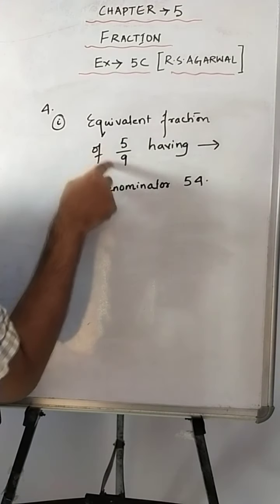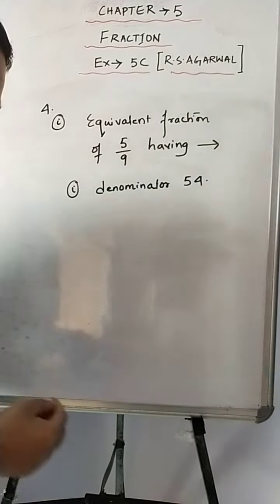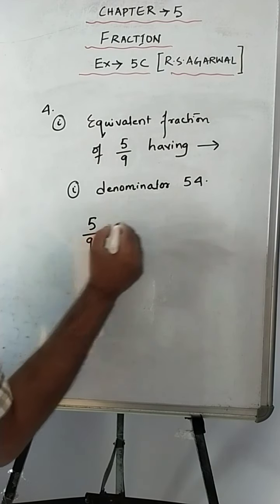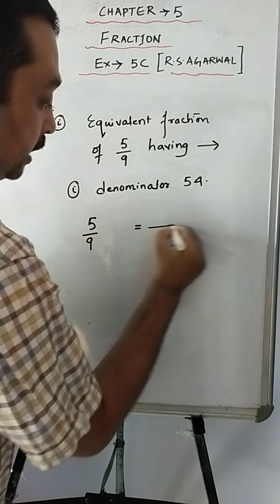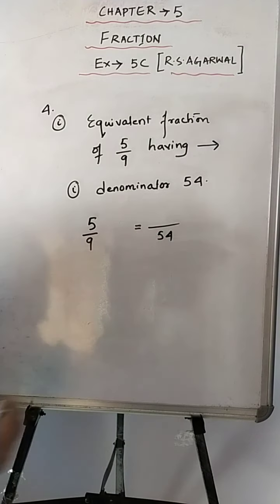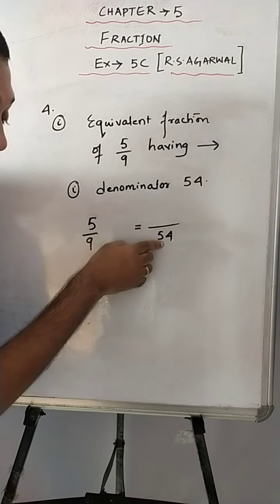So in this case, what is the denominator? 9. So we have to convert this 9 into 54. How to do that? First of all, we will write this required fraction 5 by 9 equals to, and then since we have to make this 9 into 54, we'll write 54 here.